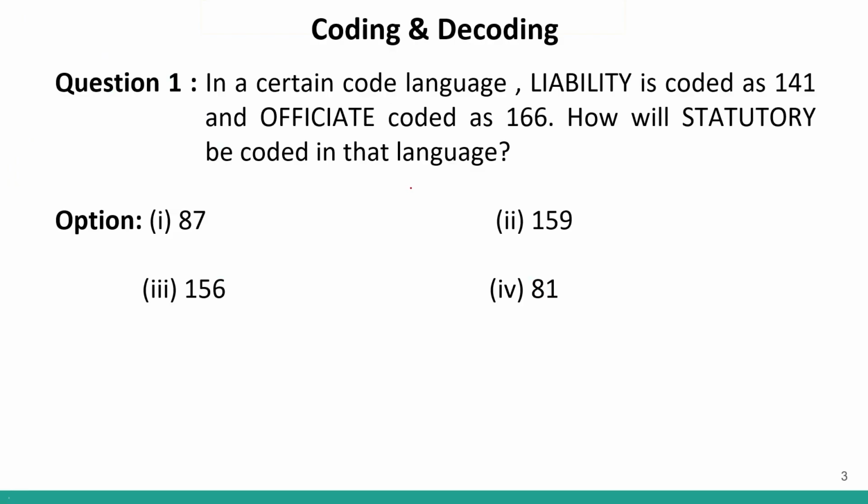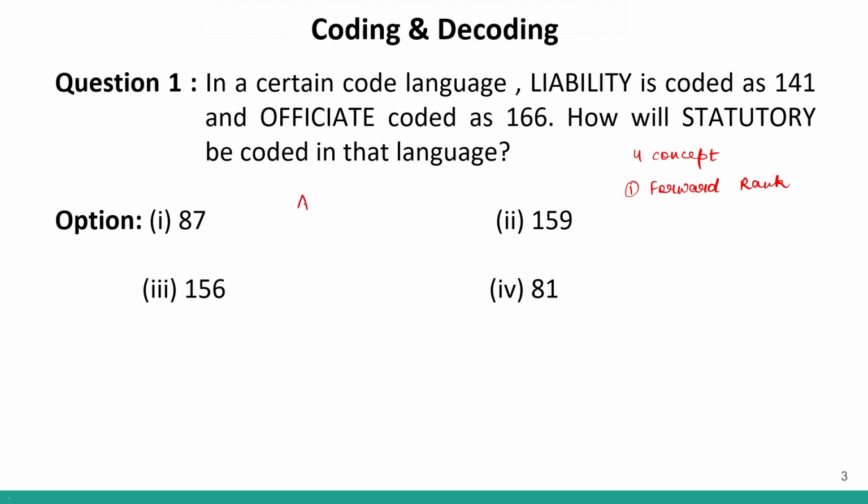So, let us start. Before we start coding and decoding, there are four concepts that you should be aware of. The first concept is forward ranks. What do you mean by forward ranks? Basically, each alphabet is assigned a number in increasing order.